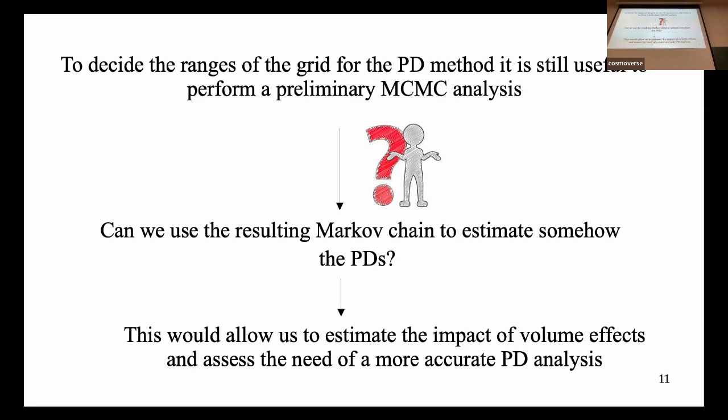If you would apply a profile distribution method, first of all, you need to know what prior range you need to explore, right? Because if you want to bin your parameter space, you need to know where the profile distribution will be 0 or very close to 0 in order to put some bounds. So you need to perform a preliminary Monte Carlo Markov chain analysis. And the question is, can we take advantage of this preliminary Markov chain analysis to somehow estimate the profile distribution directly from the Markov chains without any extra minimization process?